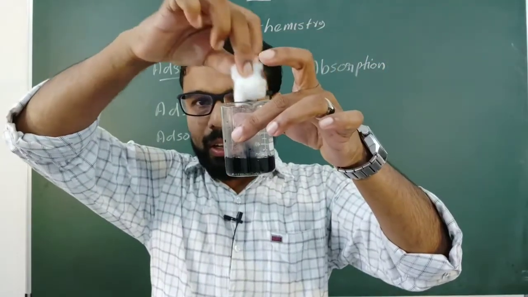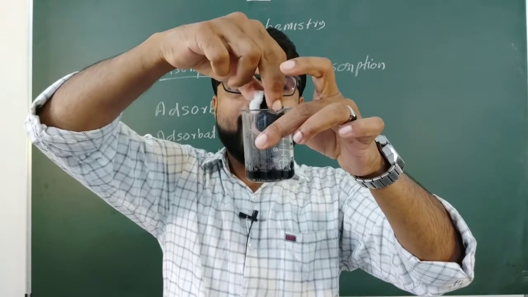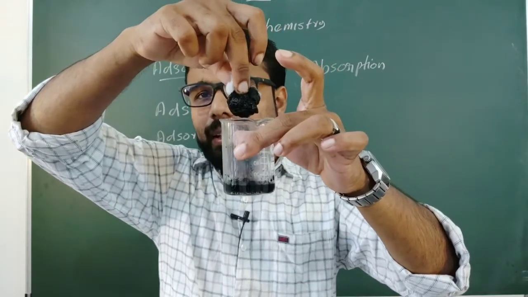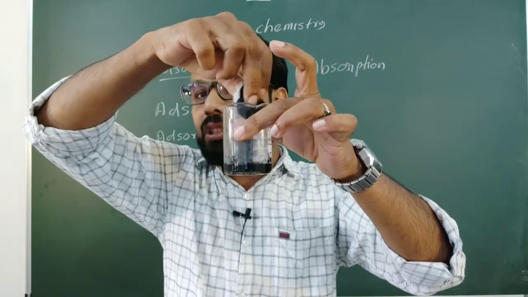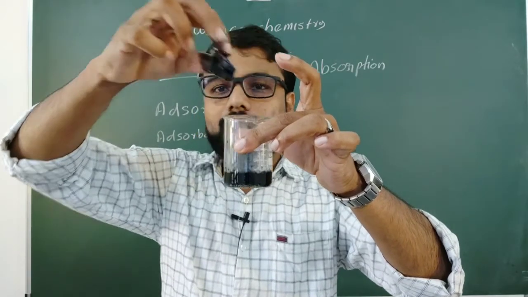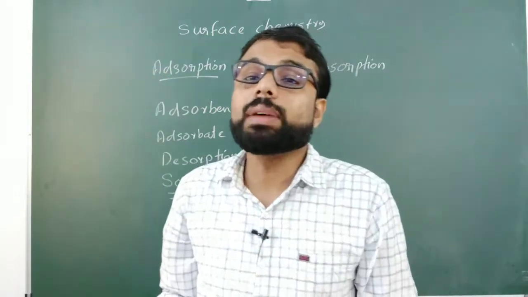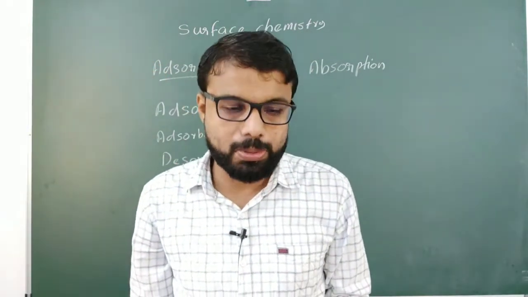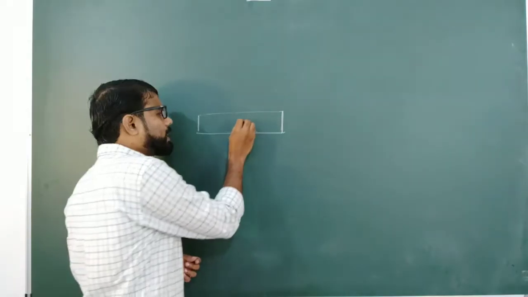This is again ink, this is a cotton. If I put this cotton in the ink, what happens? This cotton becomes black in color. Which one is adsorption? Which one is absorption? We can't distinguish. Here adsorption and absorption both took place. That's why we can't say which one is adsorption and which one is absorption. Then it is called sorption.